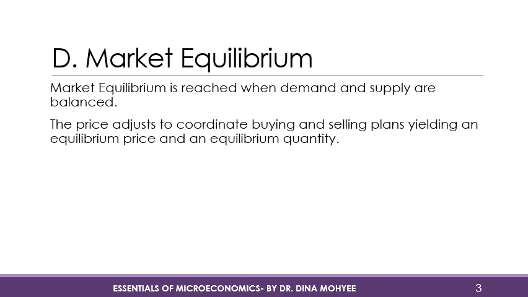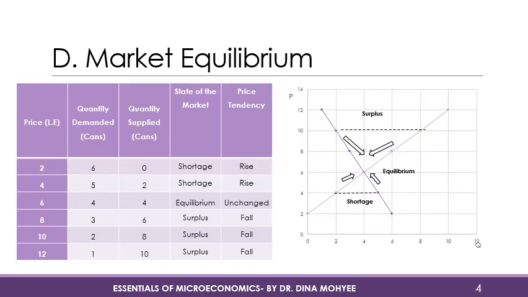Let's look at an example in order to understand better. Consider the market of cola. We can find that the supply and demand are balanced at the price of 6. At this price, the quantity demanded equals the quantity supplied, equal to 4 cans of cola. And this is what we call equilibrium of the market.